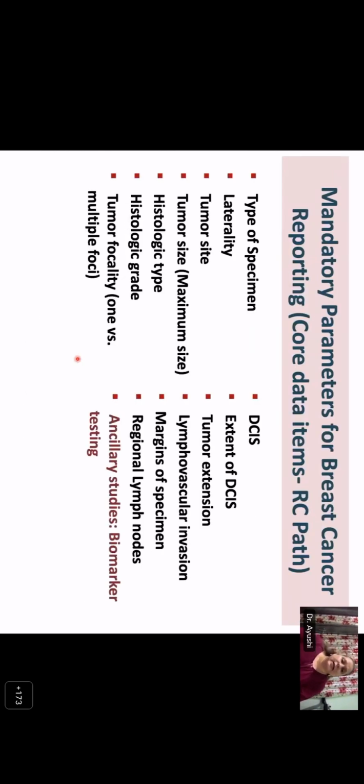So to end, I would just like to give the mandatory parameters which are to be included in the histopathology report in breast cancer reporting, which we should begin with the type of specimen we have received, the laterality, the site of the tumor, size of the tumor, the histologic type, histologic grade, the focality of the tumor, the DCIS and extent of DCIS, the extension of the tumor involving the base, NAC, or the margins, lymphovascular invasion, margins in case of wide excision, regional lymph nodes, and if required, ancillary studies such as biomarker testing.